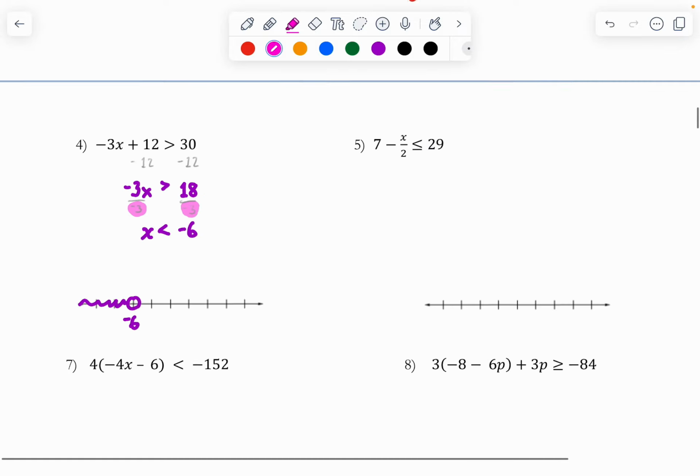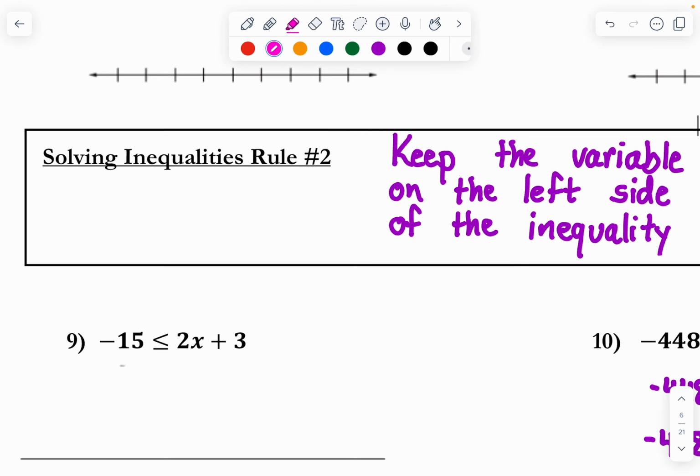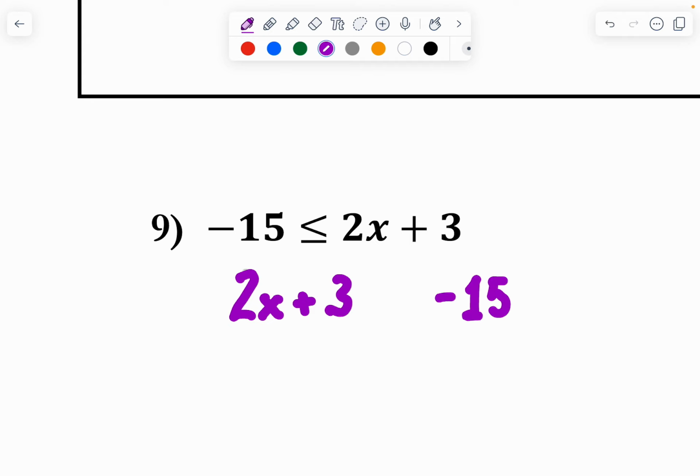Okay, now we're going to look at some more complicated problems. And with more complicated problems, a lot of times we'll have variables on both sides. What I would like to do is keep the variable on the left-hand side because it's easier to read left to right than right to left. We'd have to rearrange stuff. So what I would recommend when you see a problem like this, I'm going to take this inequality and rewrite it. Okay, so the left-hand side and the right-hand side are switched.